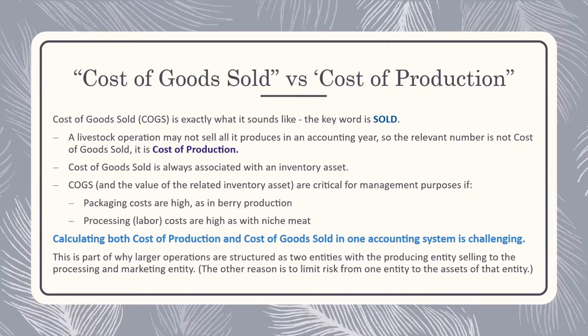Cost of goods sold is always associated with an inventory asset. And we're going to talk a little bit more about that as we get into the meat. It's important for you to have cost of goods sold if your production costs are high, if you have high packaging costs, like with berries, or if you have high processing costs, like you do with niche meat production. So you really need them both, but the problem is if you try to do them both in one accounting system, any accounting system, it's extremely complicated. Actually, that's not quite true. I've talked to quite a few people about this. Everybody agrees that the accounting systems that start at 100 grand can definitely give you both, right? But all the other accounting systems that are in the price range of most small businesses do a pretty bad job of doing these two things together.